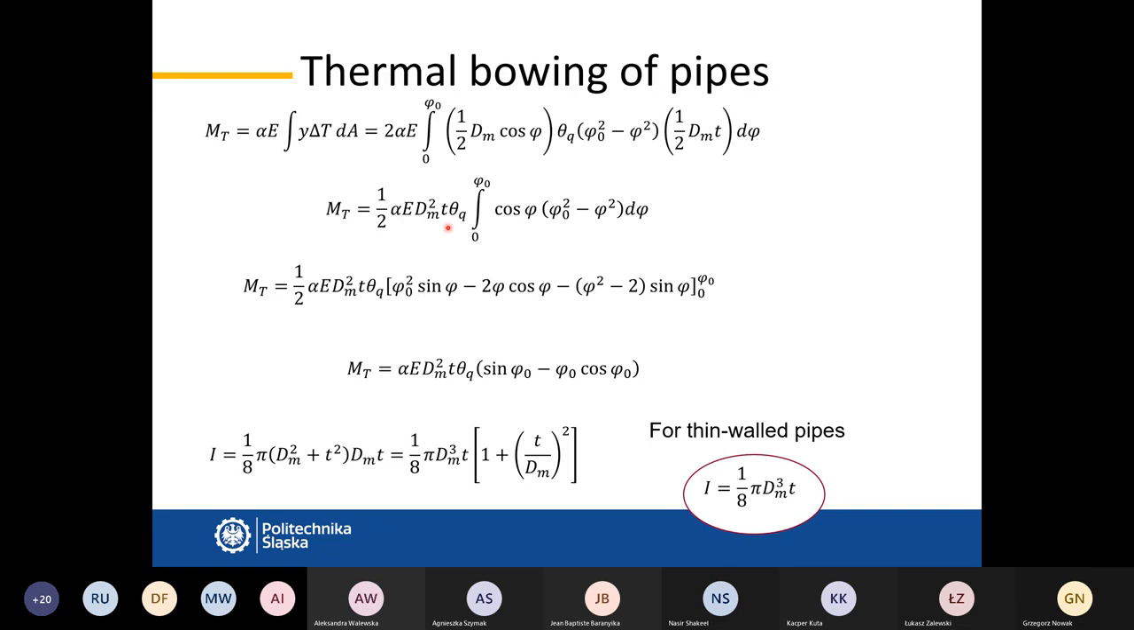We have the factor M divided by I times y, so the moment of inertia, and for the general case, the moment of inertia is 1/8 pi dm squared plus t squared times dm plus t. This is the general case. Of course, we can compact it or rewrite it in this form. If we have thin-walled pipes, this is written to show you that we can simplify it to only the factor before the brackets, because if t is small compared to D, its influence is quite small.